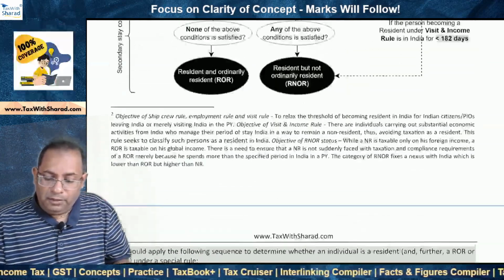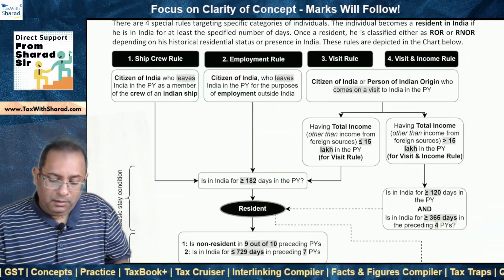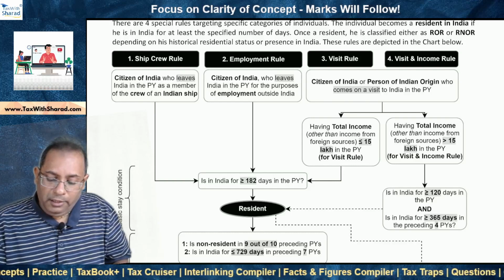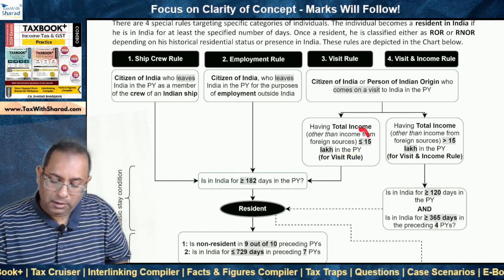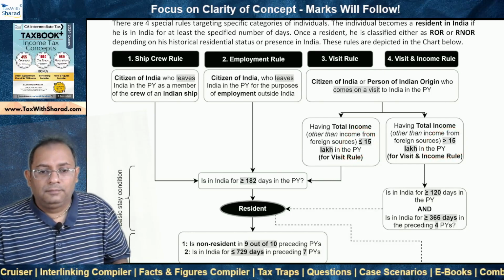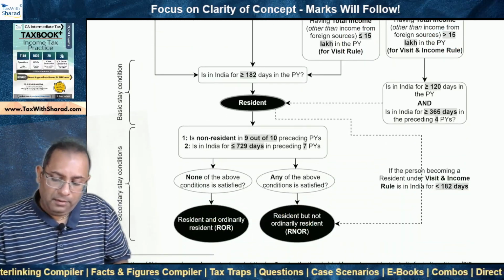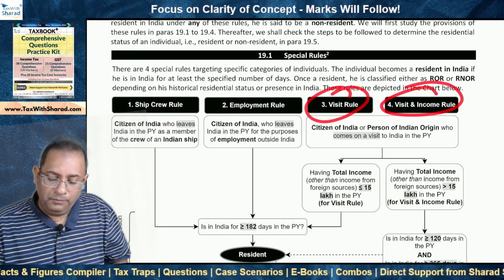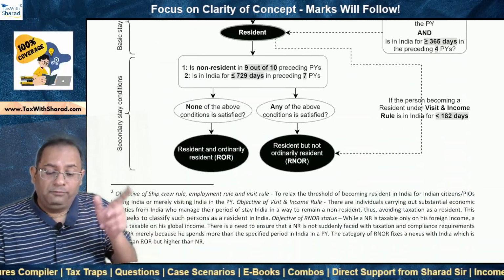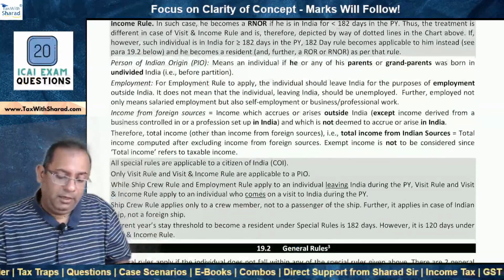Now for the visit rule and the visit and income rule, we saw that we need to compute something called total income other than income from foreign sources, for which the threshold is 15 lakh, to figure out whether the person will fall under the visit rule or the visit and income rule. So total income other than income from foreign sources is something that you need to compute.